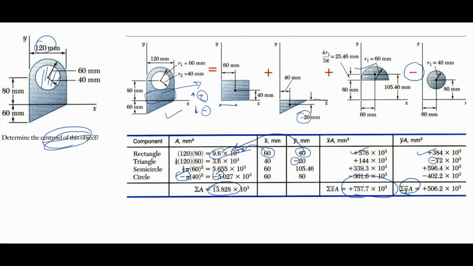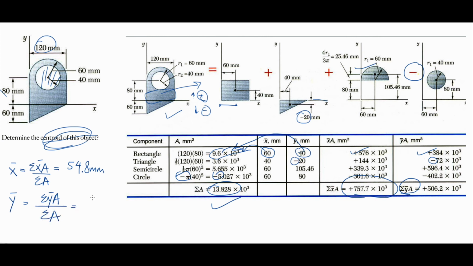So what's the next step? The next step is to calculate what we call x bar. So if we come here, x bar is summation of x bar a divided by the summation of the area, which is this number, 13,828. If you do the math, we will get 54.8 millimeter.